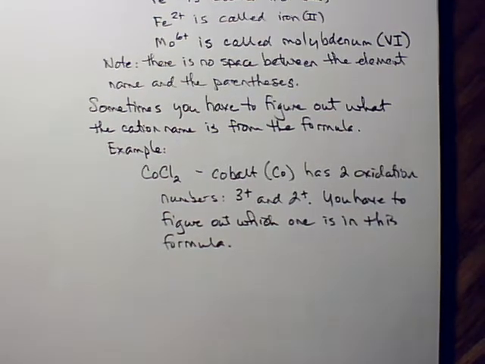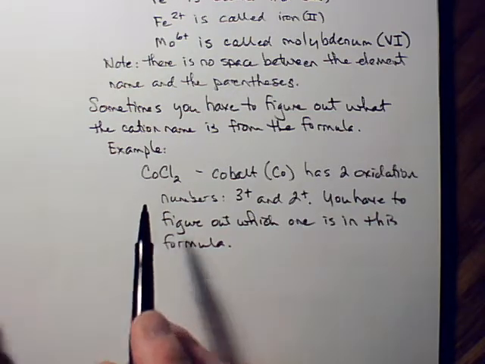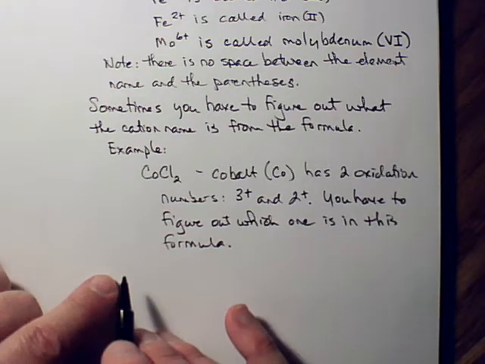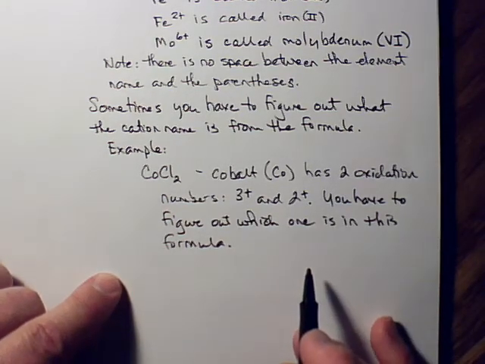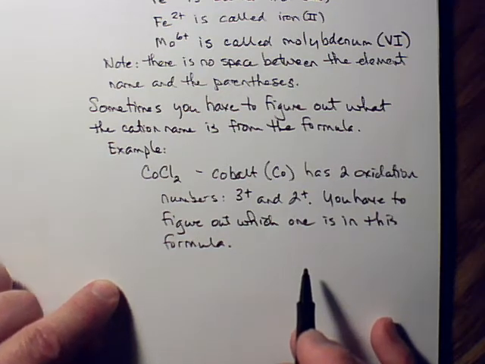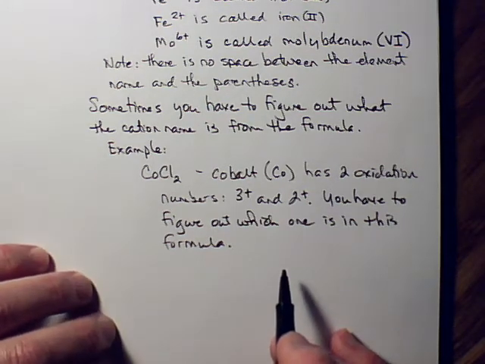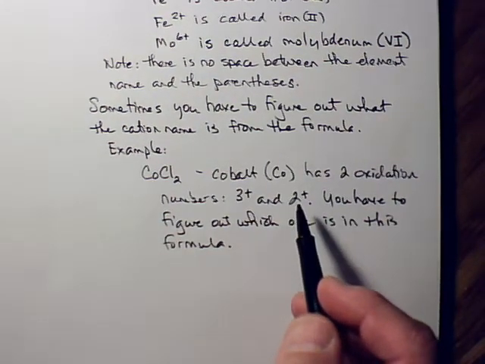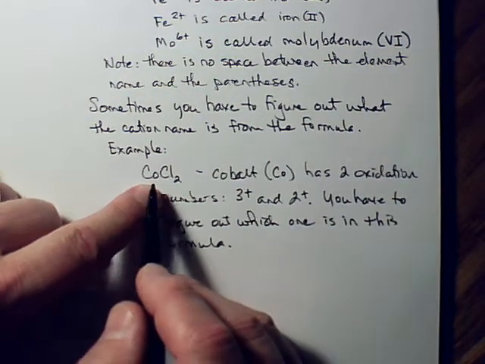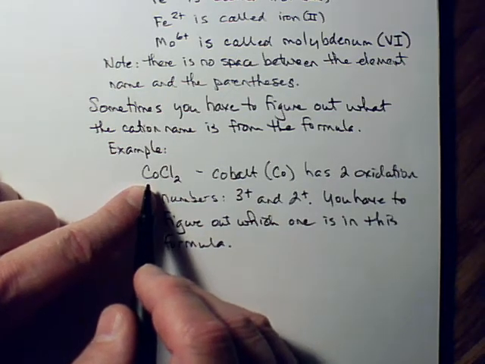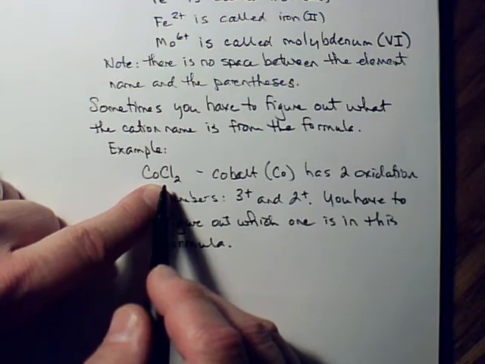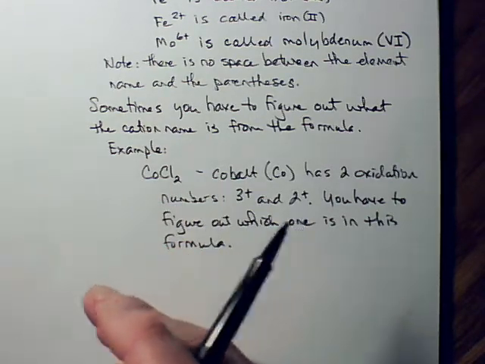Remember when we're writing balanced formulas, when we're doing ionic formulas anyway, we wrote down the charge numbers on the first thing, the charge numbers on the second thing, and figured out how many of each we needed to get a zero charge overall. Remember that process? So what we're going to do is undo that process. So let's find out. We don't know which charge cobalt has right now.